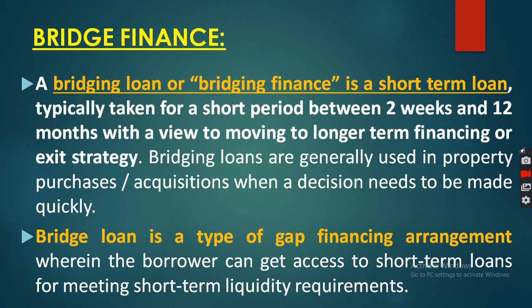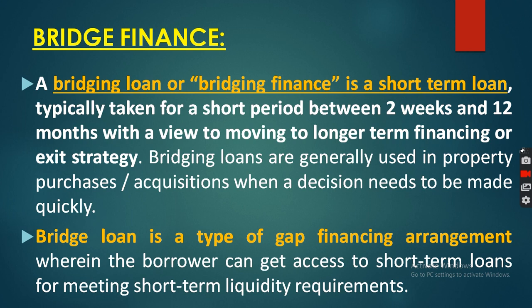Simple: when one loan is about to end and you have applied for another loan, there is always a time gap. Clear? 10 days, 15 days, 1 month. So for that time period you have to take a short term loan, which is known as a bridge loan. So a bridge loan is a type of gap financing arrangement. For example, if you have applied for a large loan like 2 lakh, 3 lakh rupees, you cannot receive it immediately. It will take time, 10 days, 15 days. So for that time period you have to take a loan.